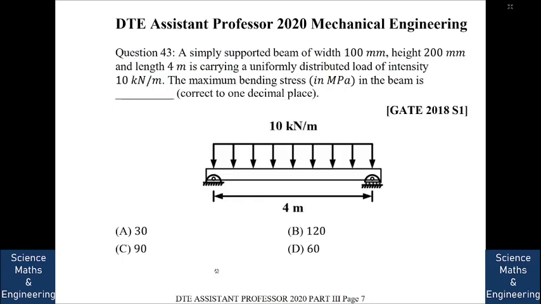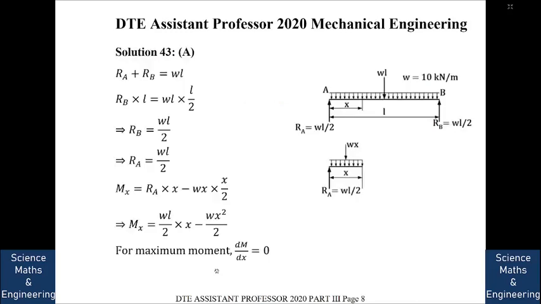Okay, next question. A simply supported beam of width 100 mm, height 200 mm, and length 4 meter is carrying a uniformly distributed load of intensity 10 kN per meter. The maximum bending stress in megapascal in the beam is, so we need to find the maximum bending stress. So we first convert the figure into a free body diagram.